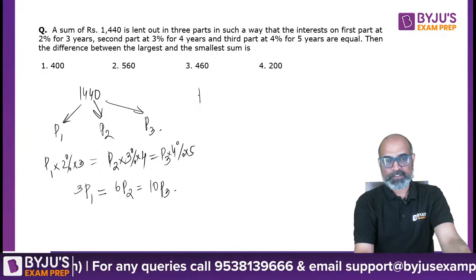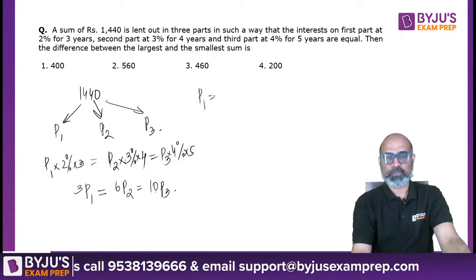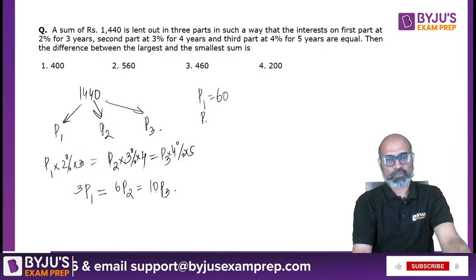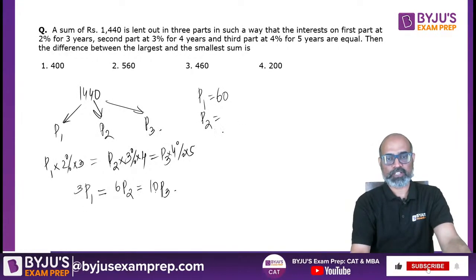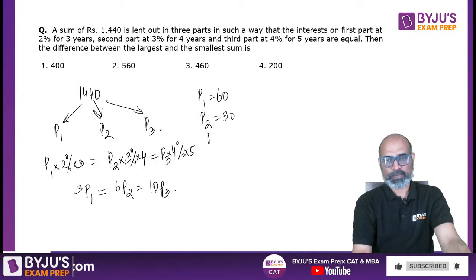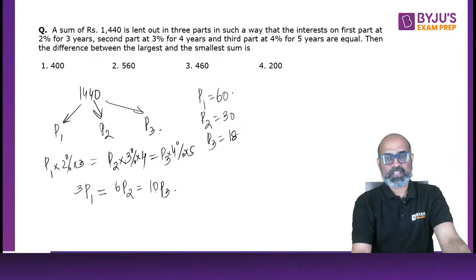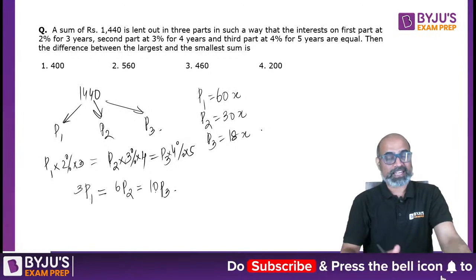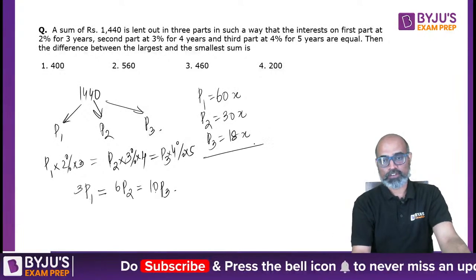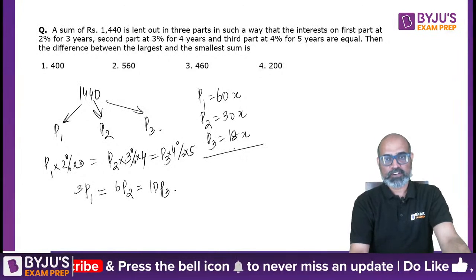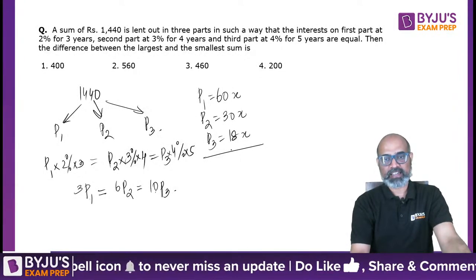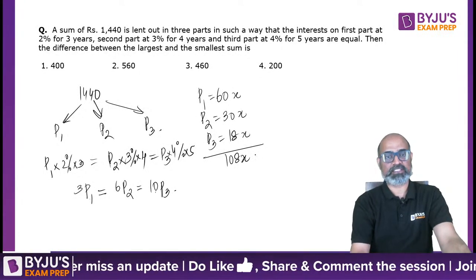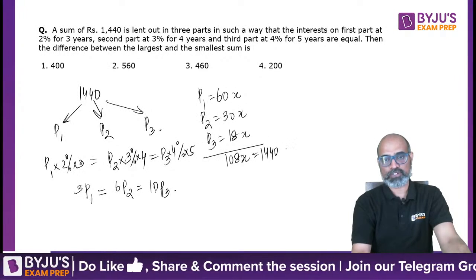So what would be P1 here? P1 is going to be the product of the other two numbers. What is P2 going to be? The product of the other two numbers. And what is P3 going to be? The product of the other two numbers. So P1 is going to be 60x, P2 is going to be 30x, P3 is going to be 18x. So we can get our answer right from here, or if we add all of this, we will be getting 90, 100, 108x. This is the total amount now, 1440.